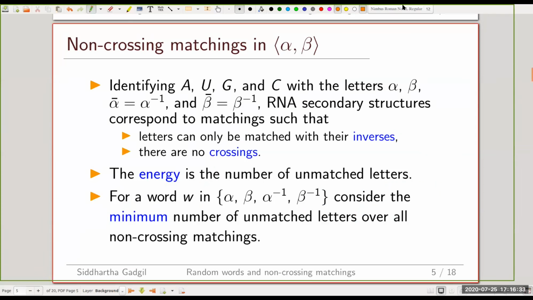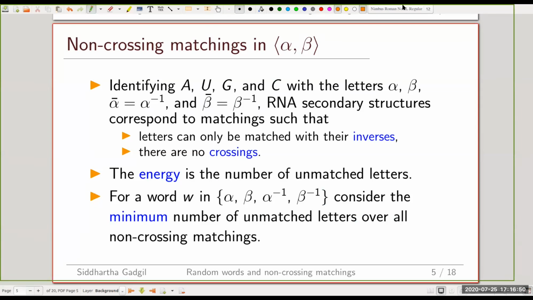Okay, and what is nice is we can make this algebraic. So if I identify A with alpha and U with its inverse alpha bar, and B with beta and G with beta and C with beta inverse.